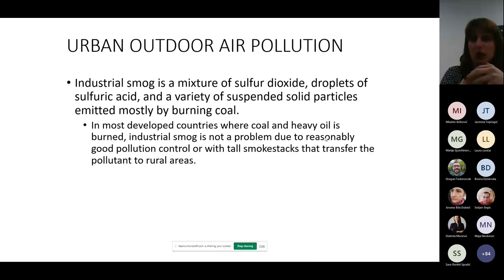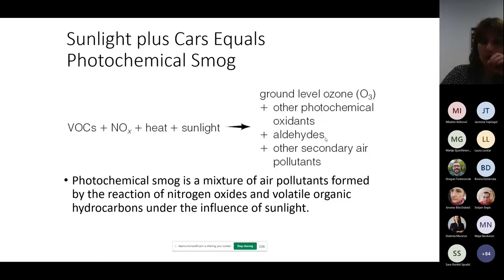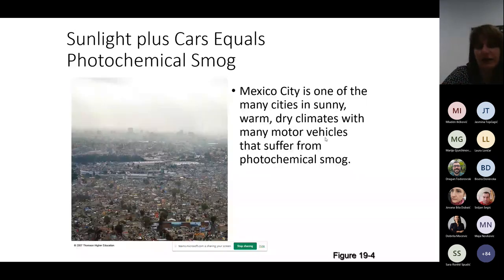So in most developed countries where coal and heavy oil are burned, industrial smog is not a problem due to reasonably good pollution control or tall smoke stacks that transfer the pollutants to other areas. What we see outside when air pollution reaches a high level is photochemical smog. It is a mixture of air pollutants formed by the reaction of nitrogen oxide and volatile organic hydrocarbons under the influence of sunlight. So that's the typical picture of cities in our region, with a huge amount of photochemical smog above them.